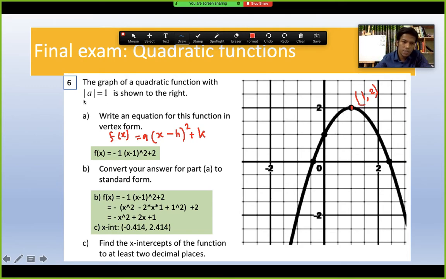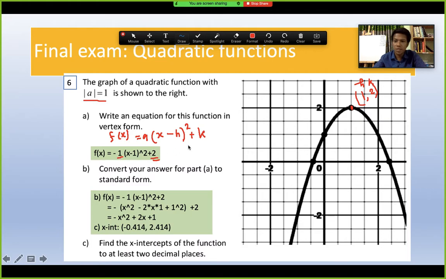Already this is given in the question that modulus of a equals 1, so we have written here 1. Then x minus h. See, this value is h and this value is k, because these two, h comma k, are the vertex. So 1 and 2 come from here. This minus, there is a minus already in our main formula, so we put it here. Then 1 comes from this h, and then k equals 2. This 2 is coming from there.